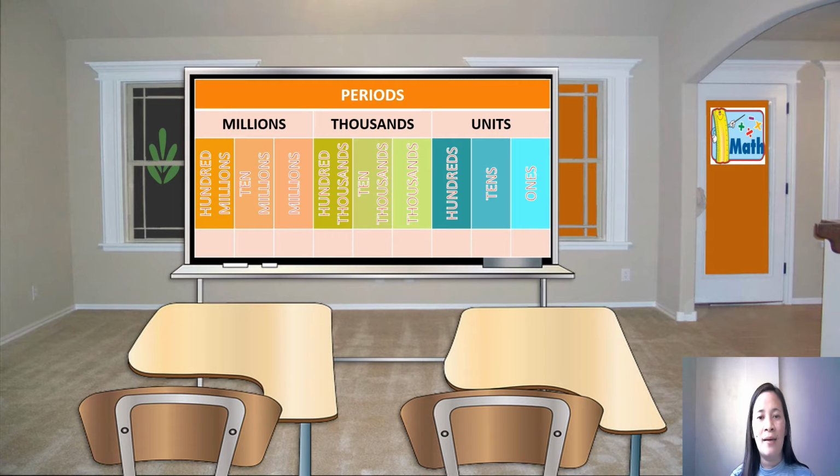Each period is composed of 3 groups. So, in our units, we have ones, tens, and hundreds. Then in thousands, we have thousands, 10,000s, and 100,000s. Then in the period of millions, we have the millions, 10 millions, and 100 millions. So, those are our place values in a whole number.